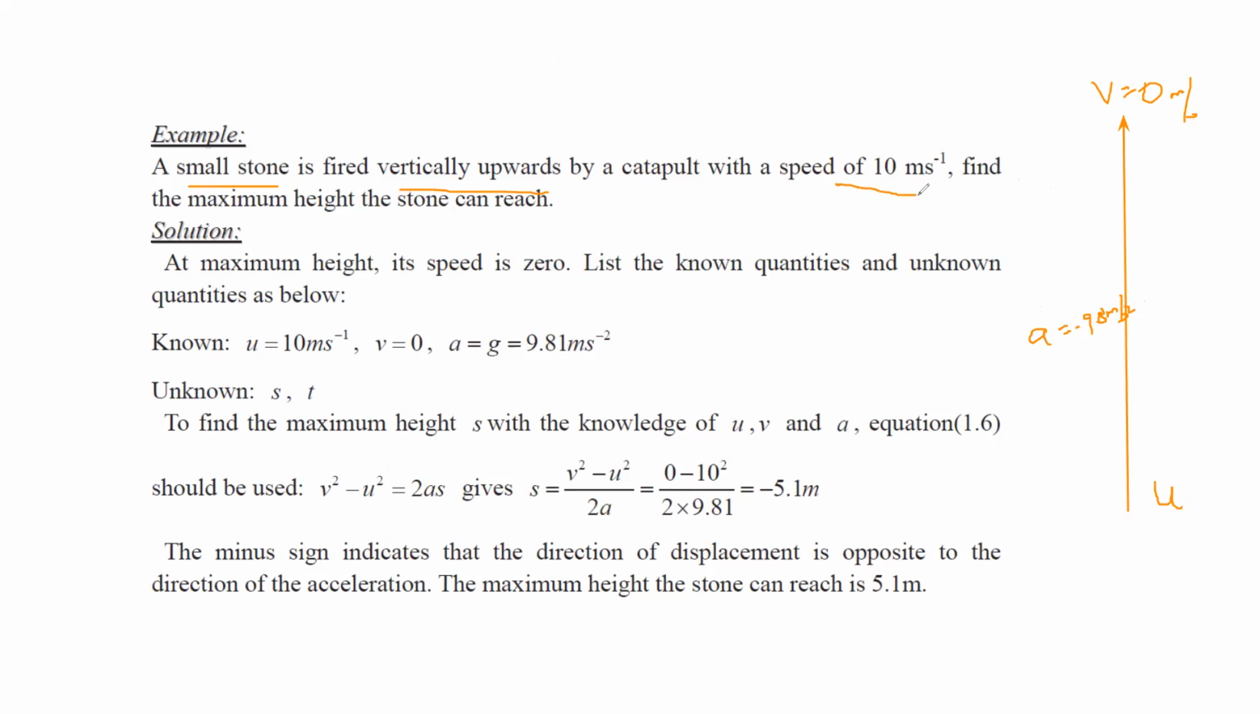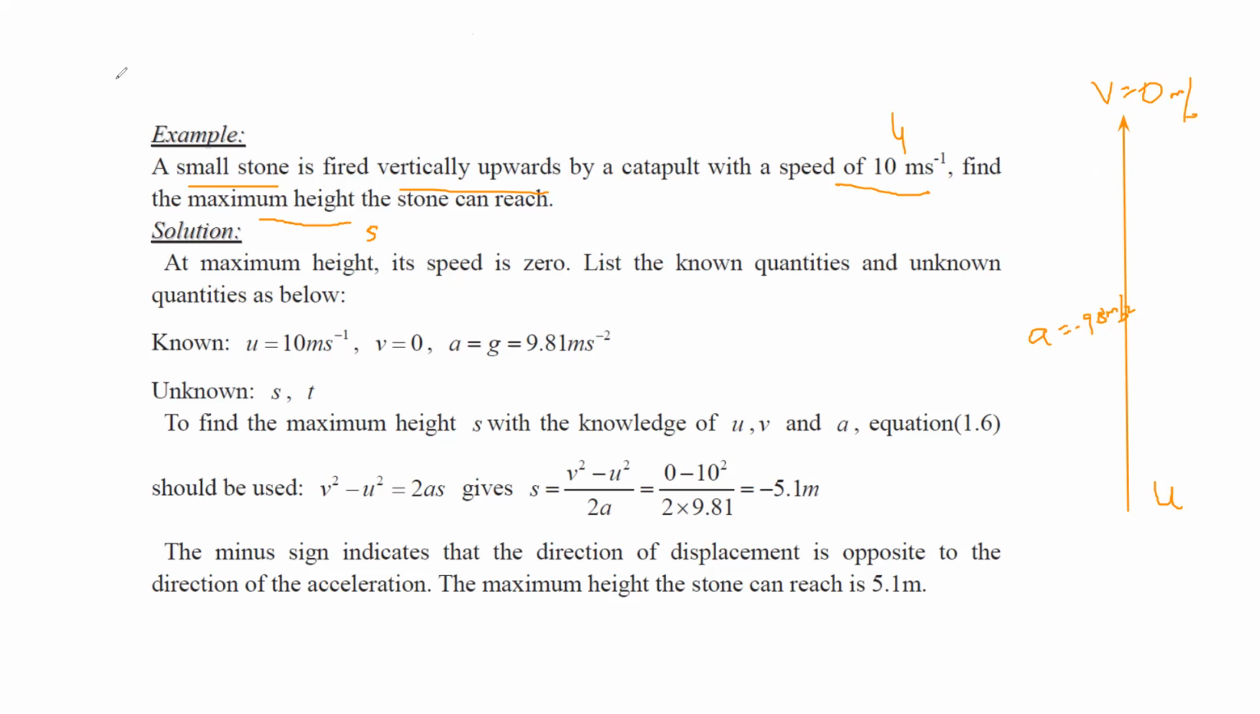with a speed of 10. So that is the initial velocity. Find the maximum height. So we need a distance, or s. So what are the things which we know? We know the initial velocity, we know the final velocity, we know acceleration. So which equation can be used?